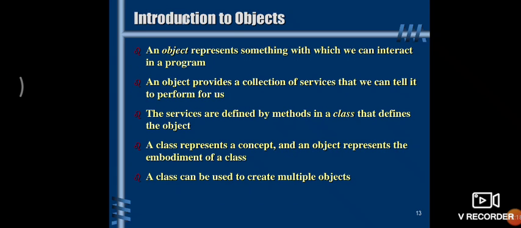So, the introduction of objects. Objects represent something with which we can interact in a program. Obviously, an object provides a collection of services that we can tell it to perform for us. The services we can define for an object. It means that we can define the objects. The services are defined by the methods in the class that defines the objects.